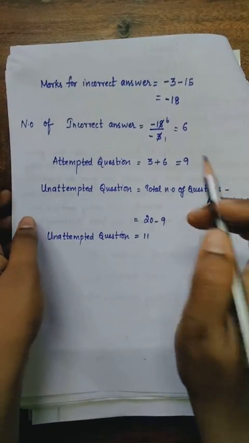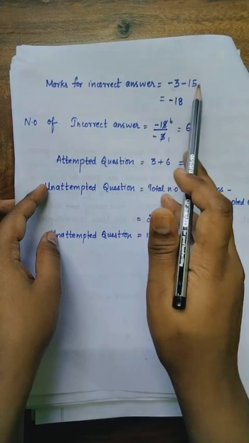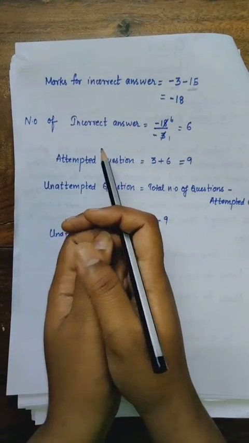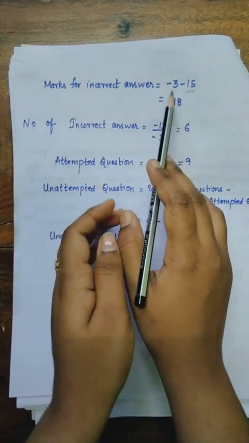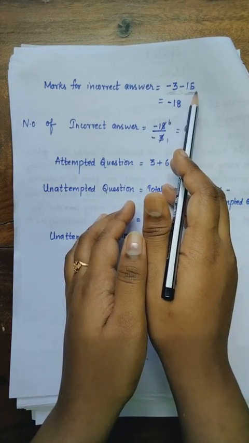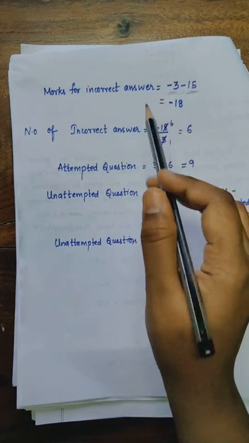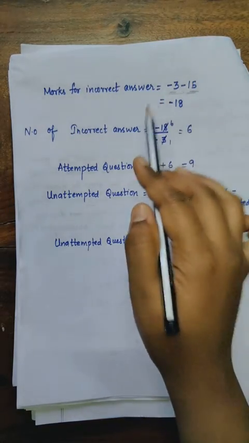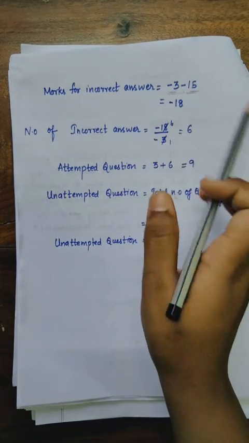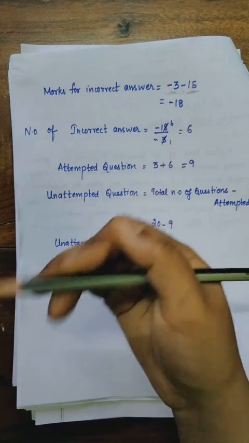Next, we are going to calculate the marks for incorrect answers. That is total marks minus marks for correct answers. Total marks is minus 3, marks for correct answers is 15. So minus 3 minus 15. Both numbers have the same sign, so we add the numbers. Minus 3 minus 15 is minus 18. This is the marks for incorrect answers.